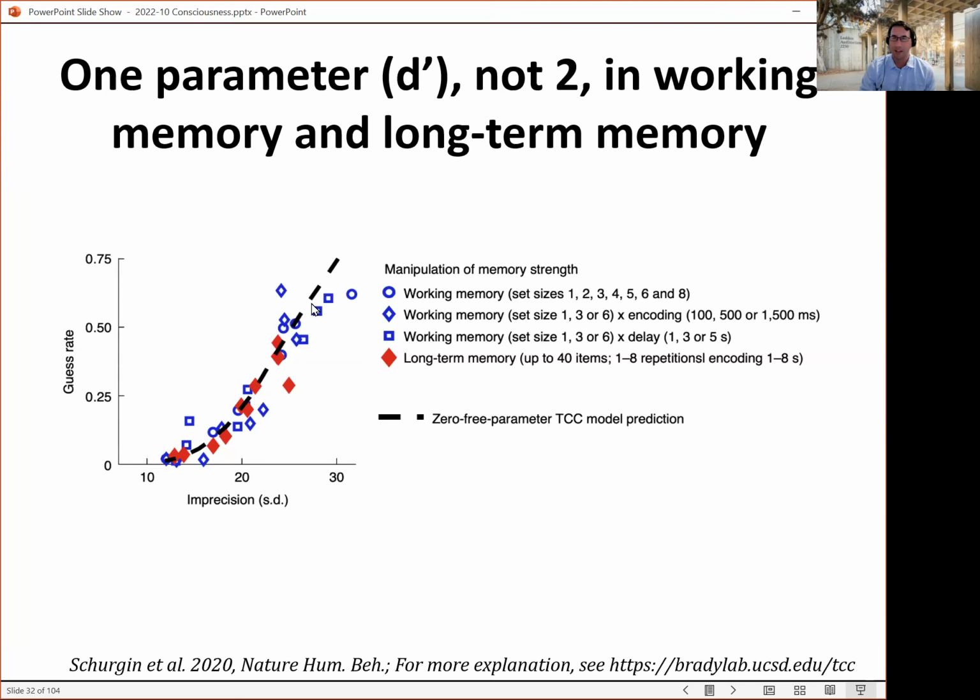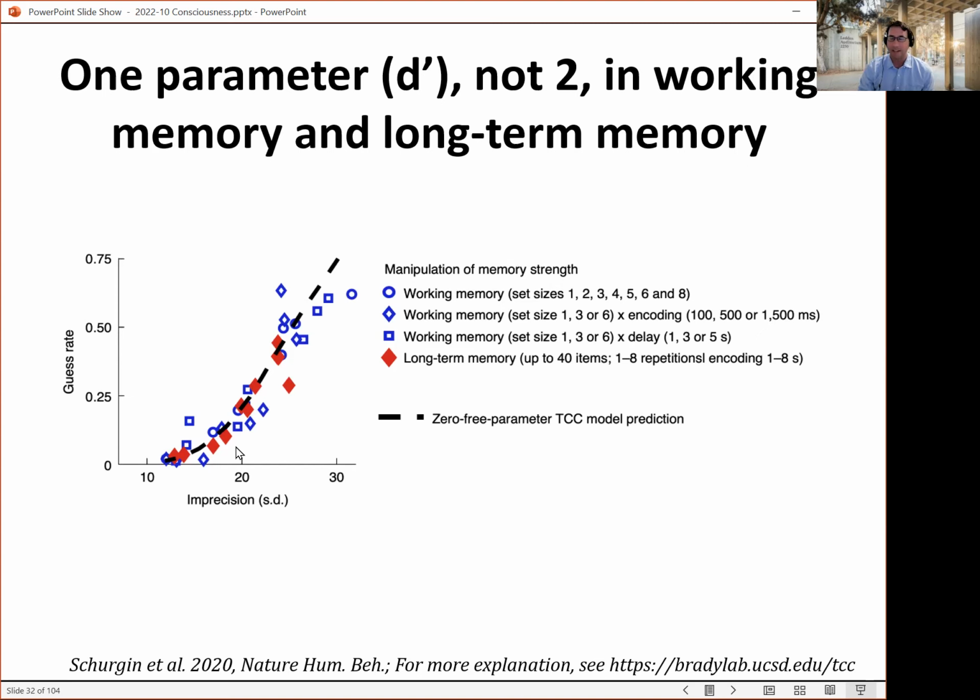If there were 2 separate things, you should sometimes find a really high guess rate with really strong precision, or really remembering many of the items, but with lots of noise, like down here. But you just don't find anything there. Instead, you only find they land on the same line all the time.